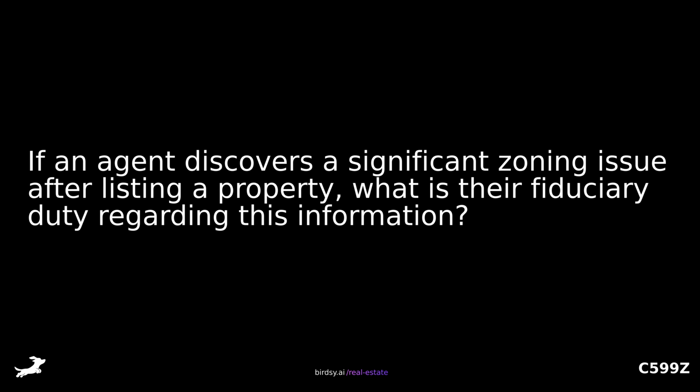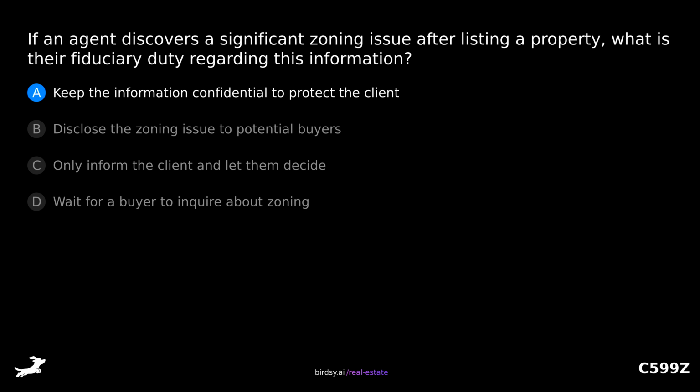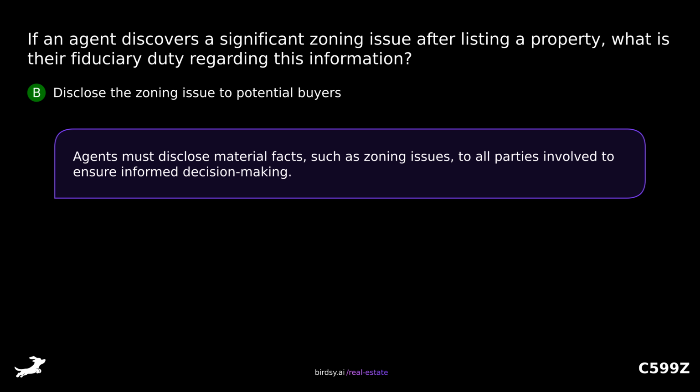If an agent discovers a significant zoning issue after listing a property, what is their fiduciary duty regarding this information? Is it A, keep the information confidential to protect the client? B, disclose the zoning issue to potential buyers? C, only inform the client and let them decide? Or D, wait for a buyer to inquire about zoning? The answer is B, disclose the zoning issue to potential buyers. Agents must disclose material facts, such as zoning issues, to all parties involved to ensure informed decision-making.